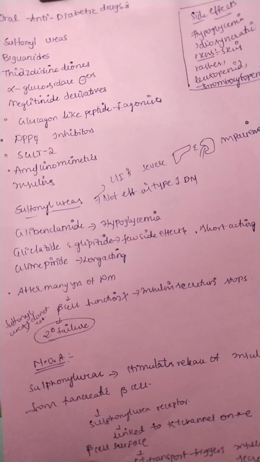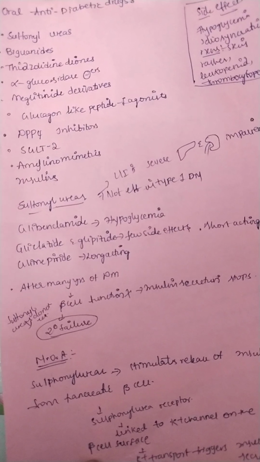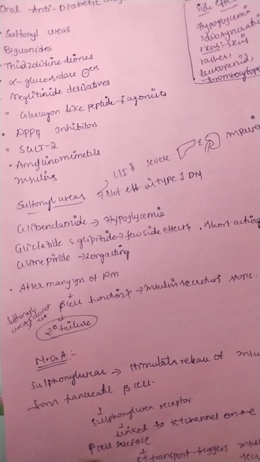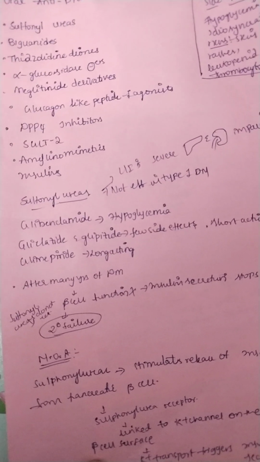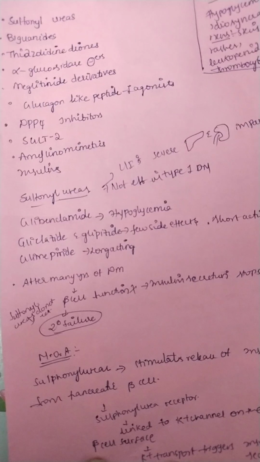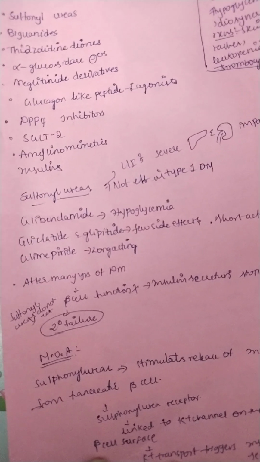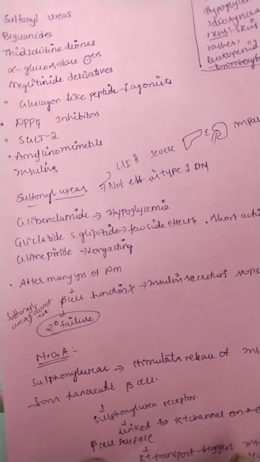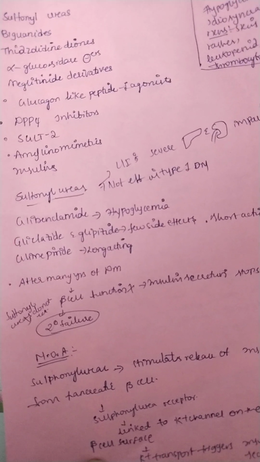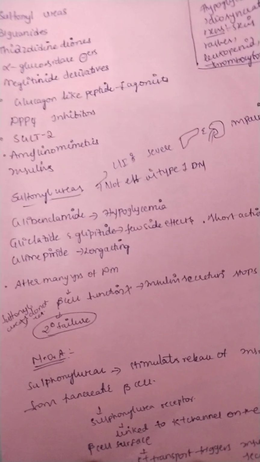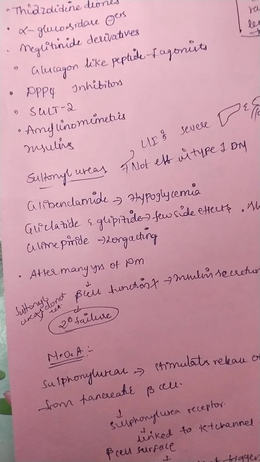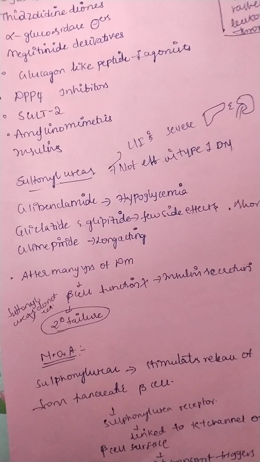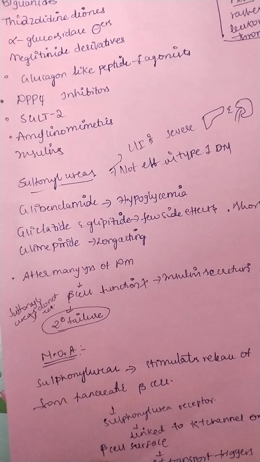So sulfonylureas are most commonly and most effectively used in type 2 diabetes, and they are not effective in type 1 diabetes, as there is complete beta cell destruction in type 1 diabetes due to autoantibodies against the beta cells. Now we are not bothered about type 1 diabetes, so we are not giving sulfonylureas. Coming to sulfonylureas, glibenclamide causes hypoglycemia, which is an adverse effect of glibenclamide, so we should watch for it, and it is cost effective.